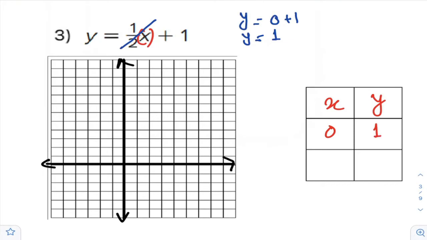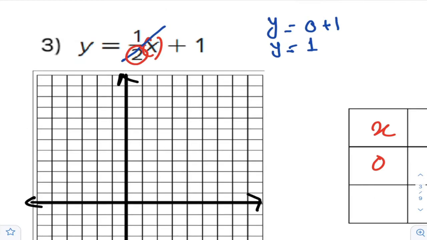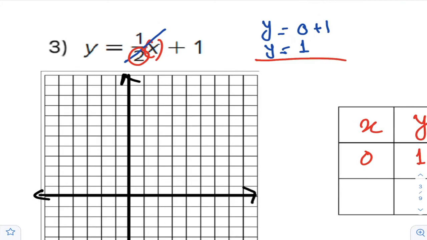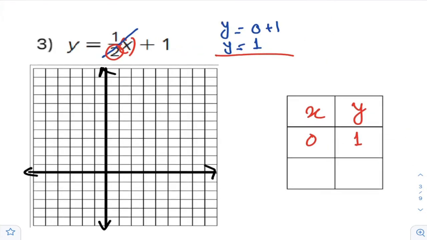Now, what is the next point that you can choose? Can you choose x is 1? Yes, I can, but I don't prefer it. Since we have 1 over 2, we have something with denominator 2. Choose multiples of 2 to cancel this denominator. Multiples of the number 2 will be better to choose. So I can choose x is 2, 4, 6, even negative 2, negative 4, negative 6 will be a good choice. Let's try even negative numbers.